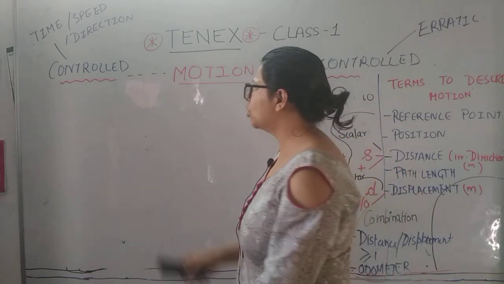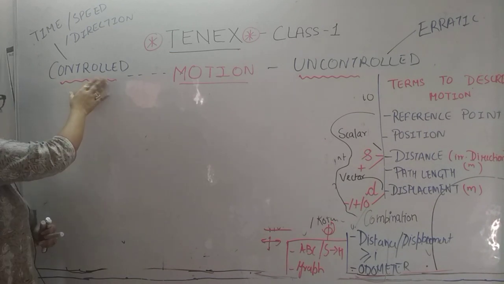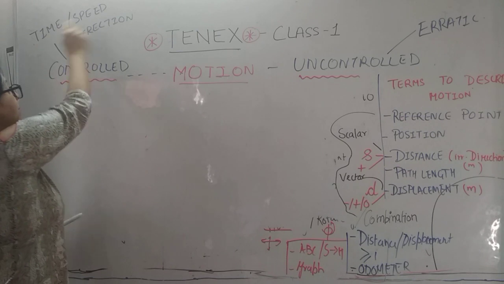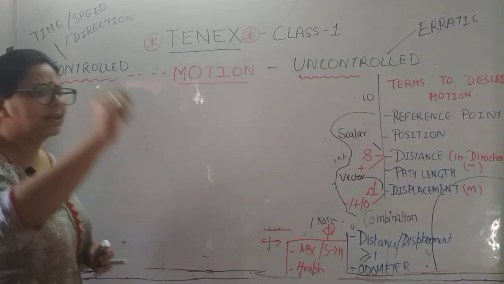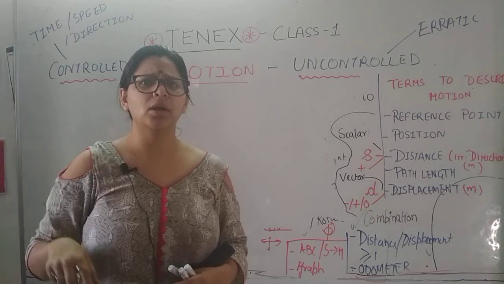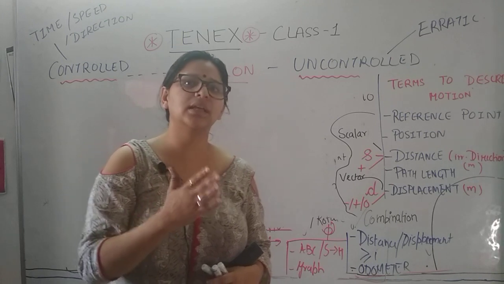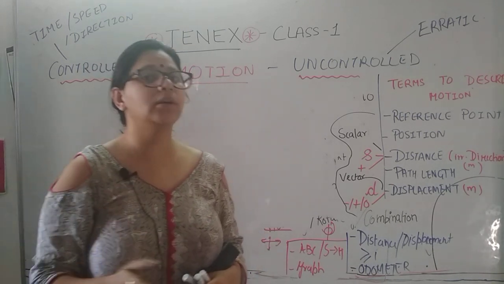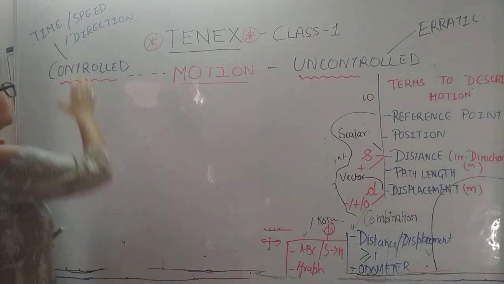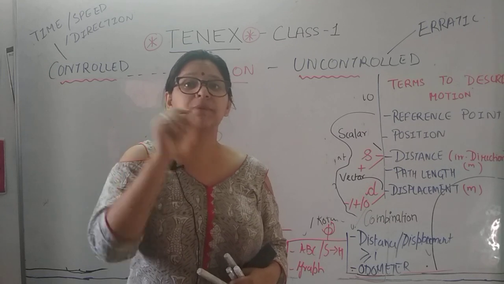Let us now talk about another kind of motion, which is called controlled motion. In controlled motion, I can predict the timing of the motion. That means this train is going to arrive at 12:30 p.m. or this train is going to arrive at 1 a.m. So I can predict when the train is going to arrive and when it is going to depart. So this is a controlled phenomenon. Another very good example of this is that I can also predict the speed of this.